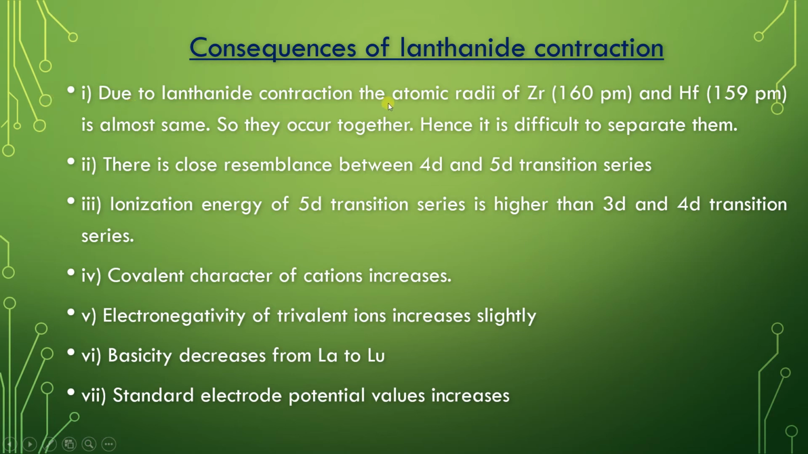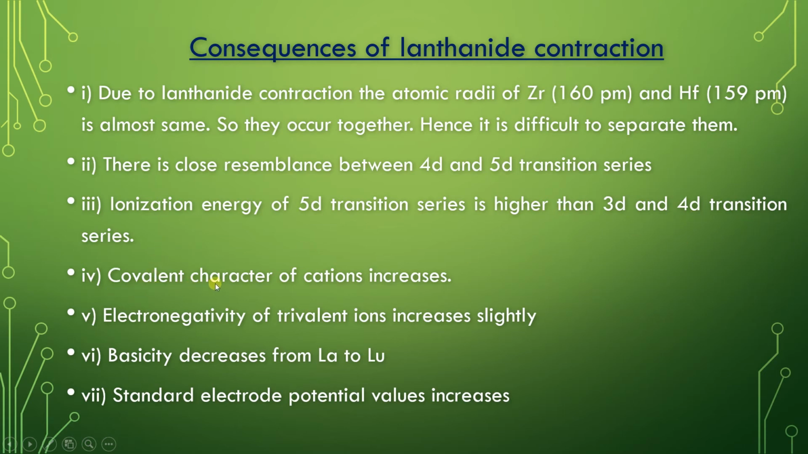Due to lanthanide contraction, the atomic radii of zirconium, about 160 picometer, and hafnium, 159 picometer, are almost the same, 160 and 159. Since the atomic radii are almost the same, they occur together, hence it is difficult to separate them. Second, there is close resemblance between the 4d and 5d transition series. Third, the ionization energy of the 5d transition series is higher than the 3d and 4d transition series.